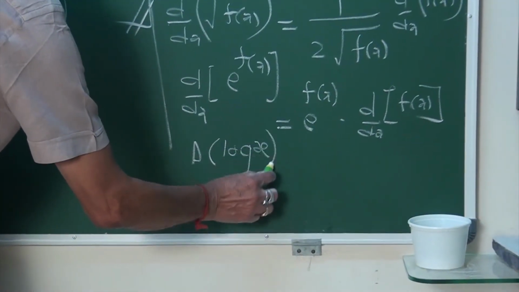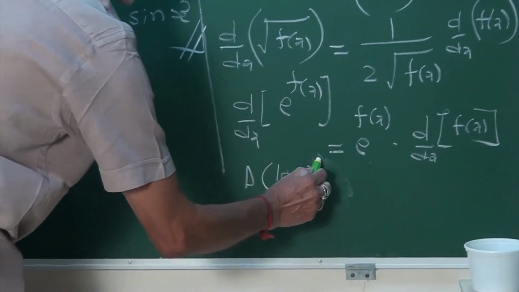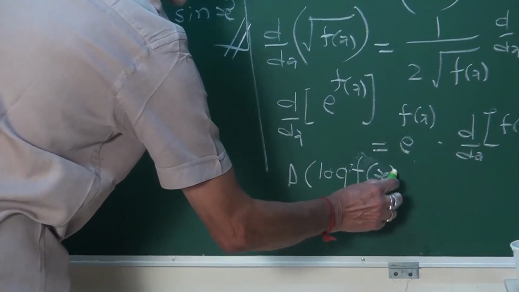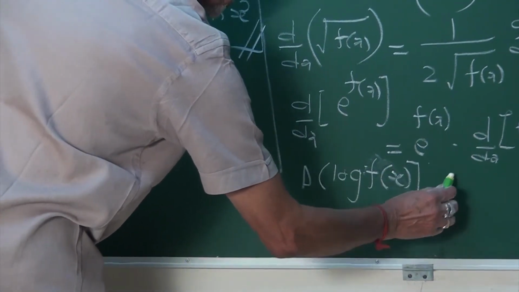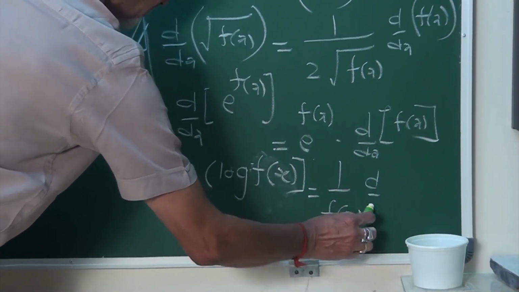Derivative of log x to the base e. It is log f(x), my friend. Okay, general. Log f(x), yes. It is 1 by f into derivative of f.